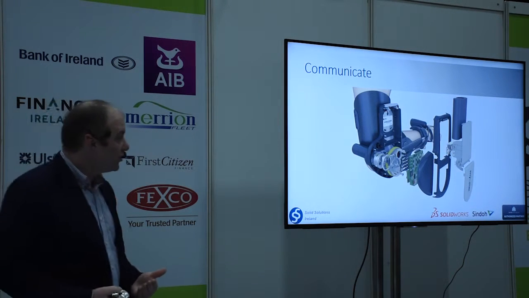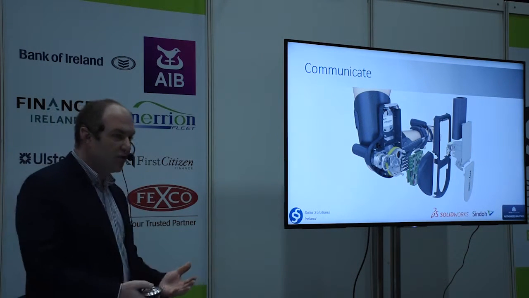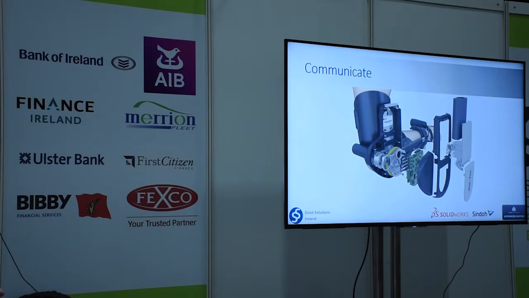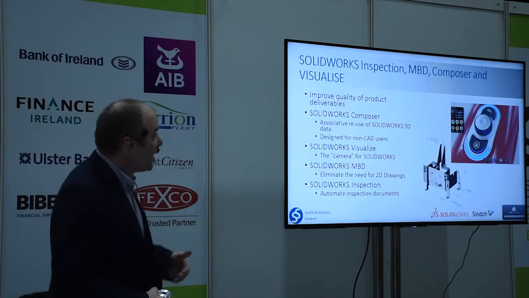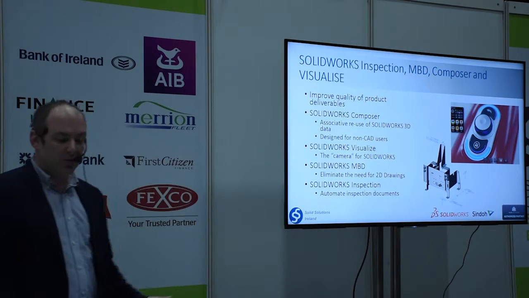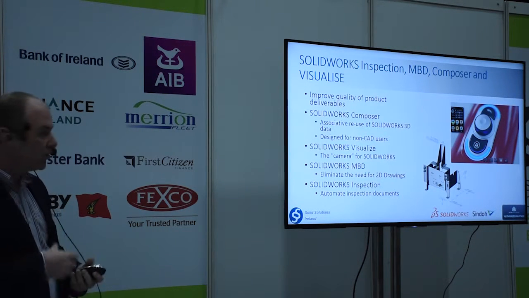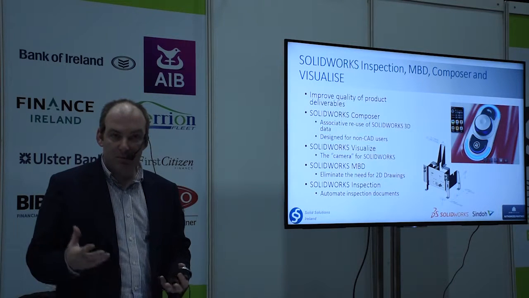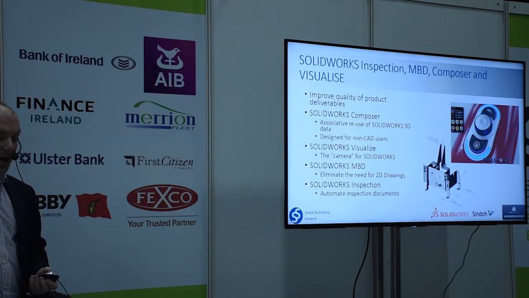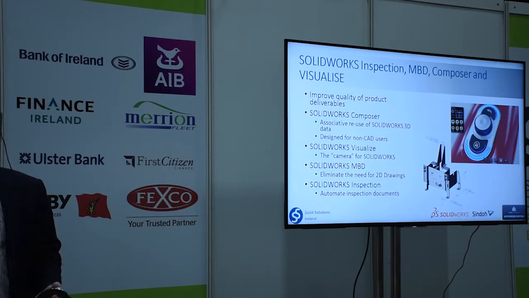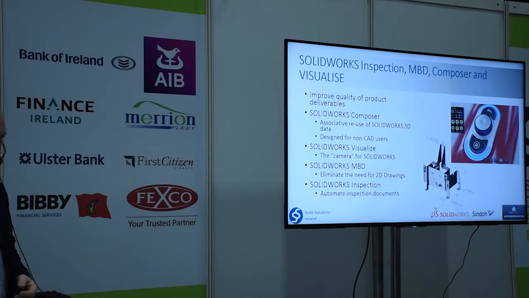So the next thing we want to do is communicate those designs. We've got our design, we've reduced our prototypes, now maybe we need to communicate that. And there's a number of tools that can help us doing that, such as Composer for documentation, like your Haynes manual, Visualize for creating your visual 3D rendered images, magazine quality, and then maybe for inspection documents or mechanical based definitions and drawings, where you can send those out to customers and they can actually manufacture from those as well.